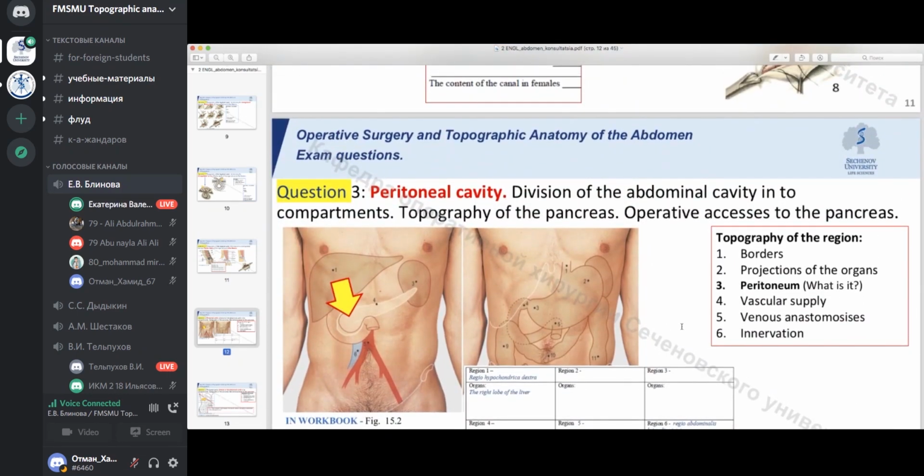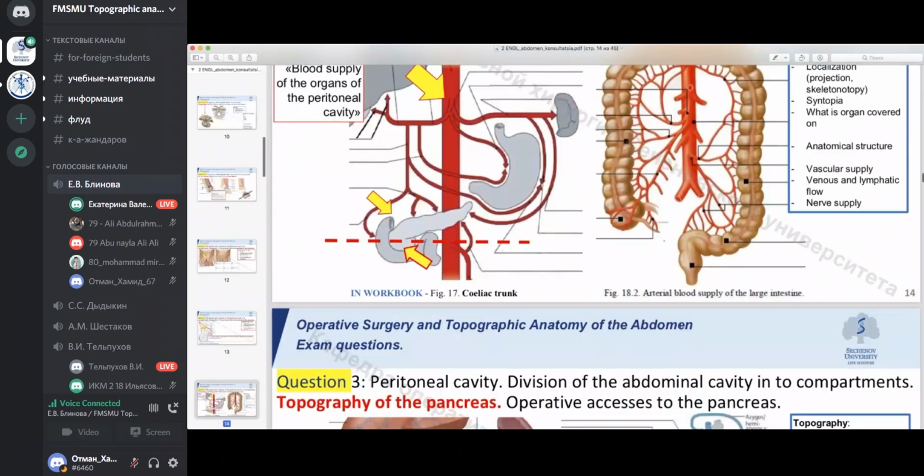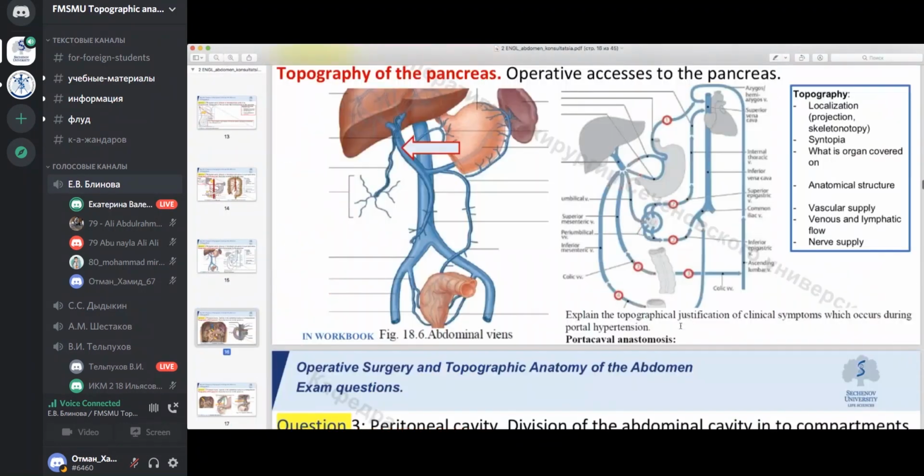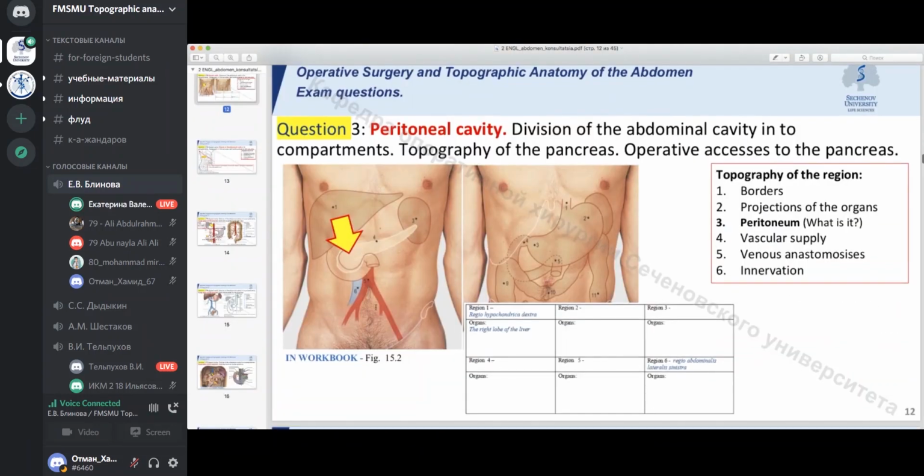If the patient has a pathological condition, you should make a laparotomy. There are five types of laparotomy: longitudinal, transverse, oblique, angle, and combined. You should start the revision from the organs. It's the liver firstly. Secondly is the spleen. Third is the pancreas and the root of the mesentery.